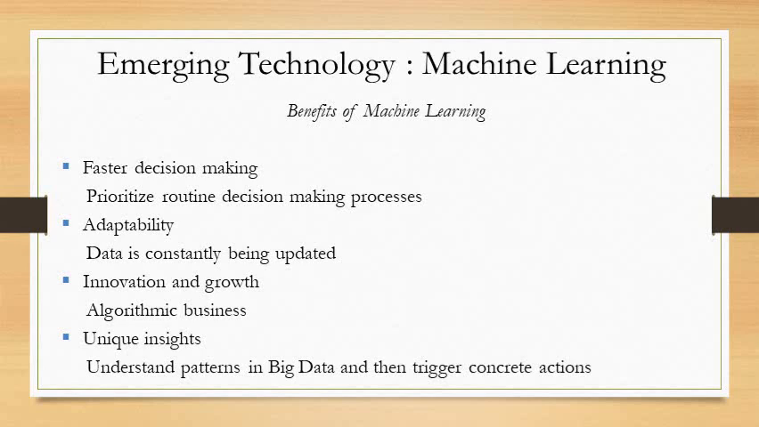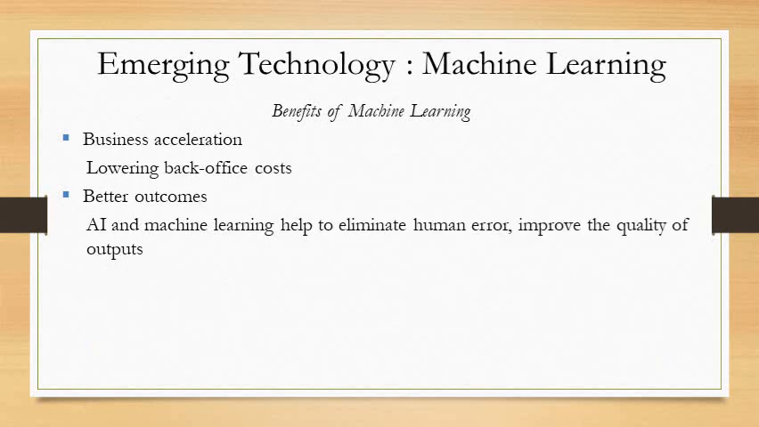Since it uses an algorithmic business, innovation and growth is always there. It provides unique insight, understands the patterns in big data, and then triggers concrete actions. Since it runs on an algorithmic business, there is no back office cost, and so it increases business acceleration. As there is an involvement of AI, machine learning helps to eliminate human error and improve the quality of output, so we can expect better outcomes by the use of machine learning.